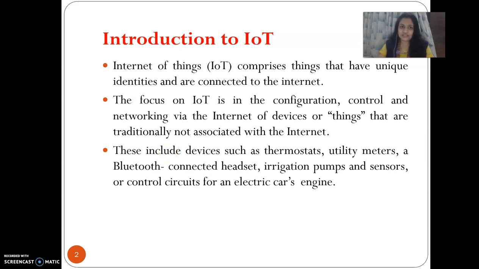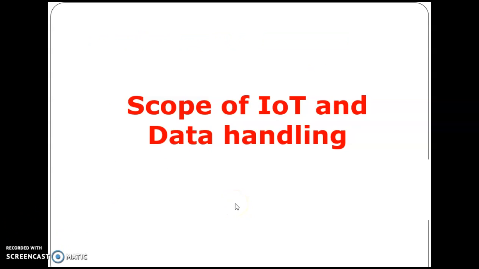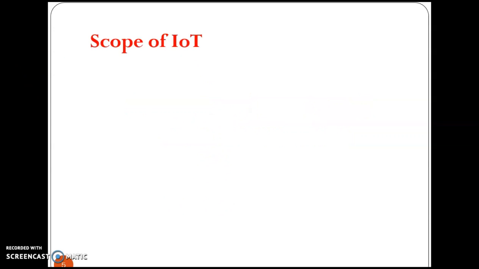So, in this section, we are going to discuss more parameters related to IoT. We just learned in the last segment that IoT comprises things that have unique identities and are connected to the internet. But then the question comes to our mind: is connecting things to the internet the only scope of IoT? No, there are widespread applications and scope of IoT. So in this segment, we are going to see the first point, the scope of IoT.